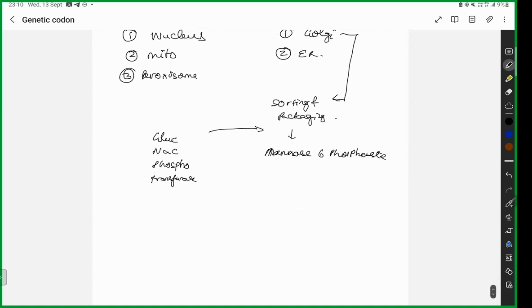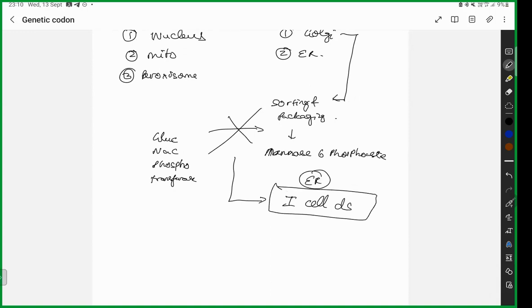If this mannose 6-phosphate addition to the protein is not occurring, then what happens is this is sent to the ribosome. So it is then sent to the ribosome, and this is called I-cell disease. So this is going to be present in the endoplasmic reticulum. What you have is this I-cell disease. From the Golgi, it is sent to the endoplasmic reticulum, and what you have is so-called I-cell disease. Just remember this.